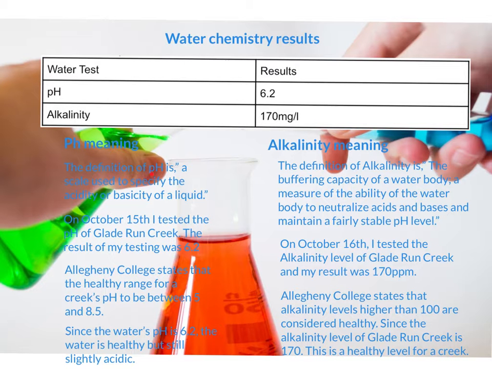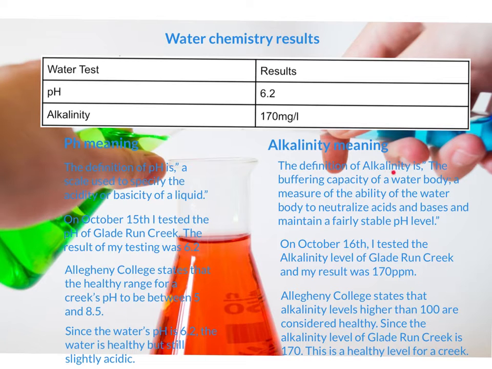The definition of pH is a scale used to specify the acidity or basicity of a liquid. On October 15th, I tested the pH of Glade Run Creek. The result of my testing was 6.2. Allegheny College states that the healthy range for a creek's pH is between 5 and 8.5. Since the water's pH is 6.2, the water is healthy but still slightly acidic.